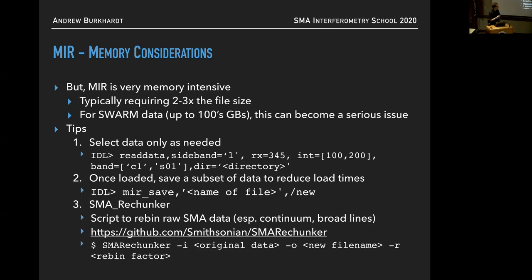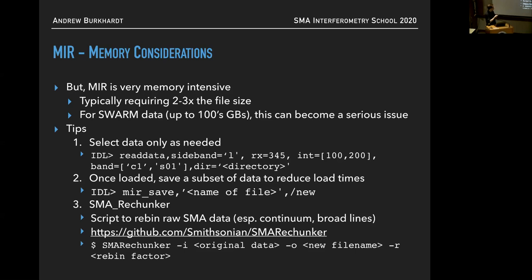So it's often recommended that you use a couple of tricks to sub-select down so that you're only loading a certain amount of the data at one time. The first thing is you can just select only the data you need. For example, if you're only working with one sideband, or you only want to process one at a time, when you read in the data you just select, for example, the lower sideband. You look at one receiver, maybe only a certain number of integrations, bands, etc.